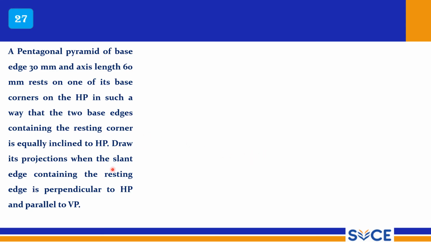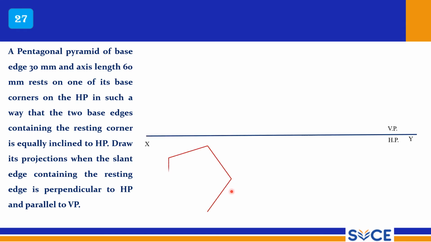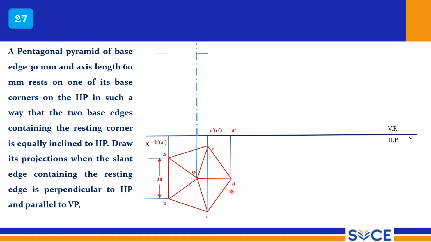Draw its projections when the slant edge containing the resting corner is perpendicular to HP and parallel to VP. So take a corner on the right side and complete the simple top view. It is a pyramid, and now you draw this simple front view also, right? This is the simple front view with the height 60 mm.